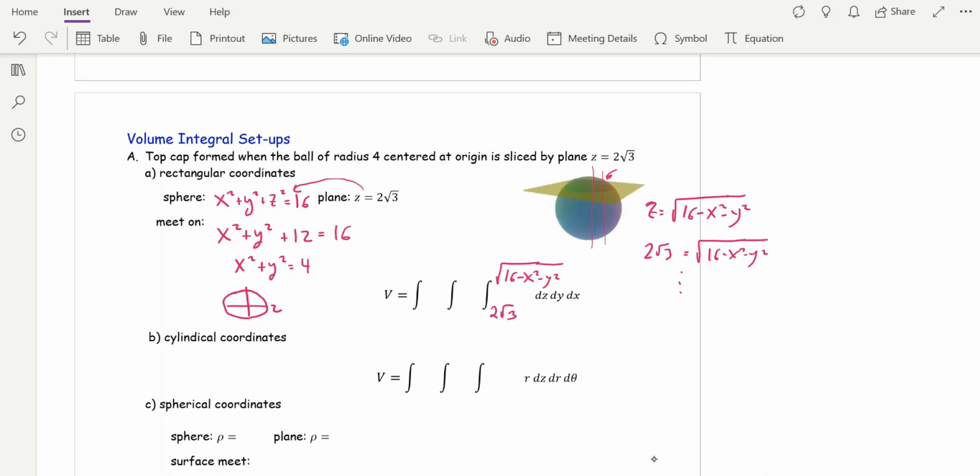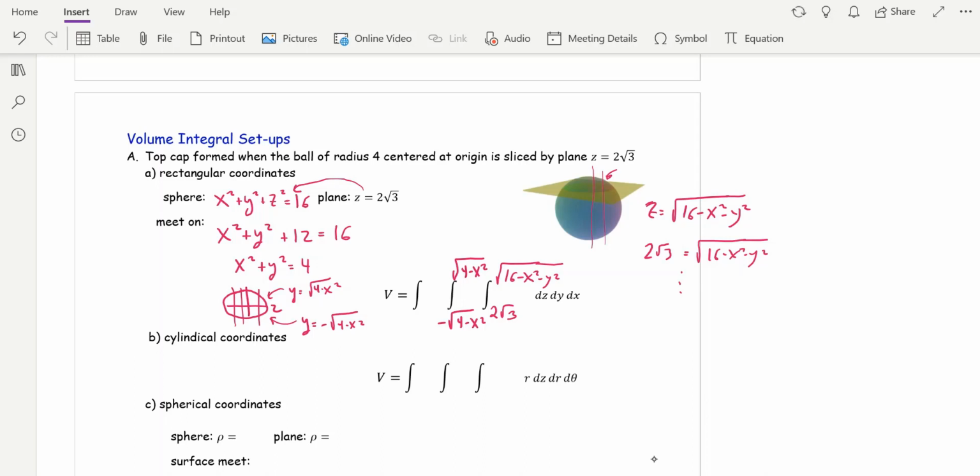Okay, so now our limits on x and y. We're going to do y next and then x. If we're doing y, we're thinking of vertical lines going through that circle. They enter on the bottom of the circle, which is y equal to negative the square root of 4 minus x squared, and they leave on the top, which is y equal to positive the square root of 4 minus x squared. So those are my limits on y.